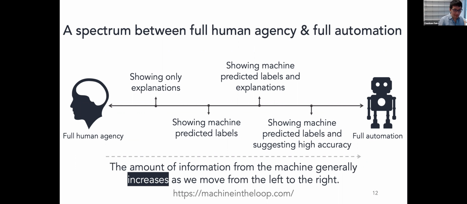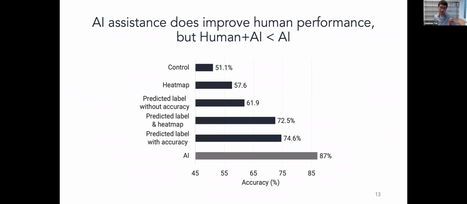I'm not going to go into details of these different systems. If you're interested, you can check out the work, and also you can play with it by going to this link. But in general, in this setup, what we have seen is that AI assistants can improve human performance. If you look at a control, the human performance in this task is essentially about chance. And then by adding different types of AI assistants, we are able to improve human performance to various degrees.